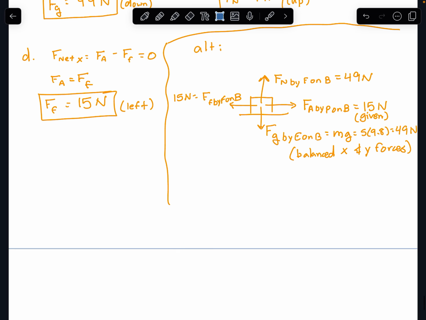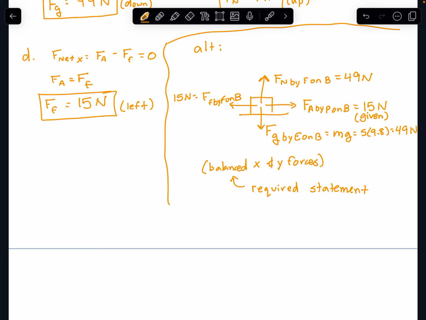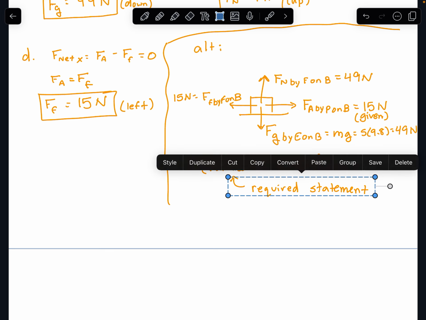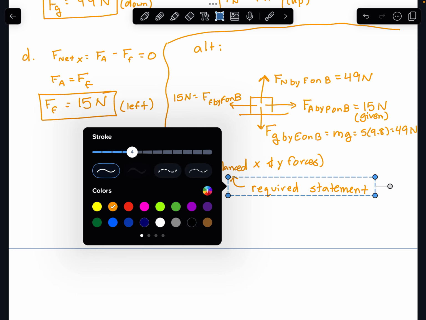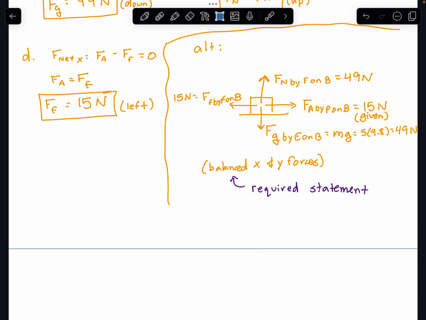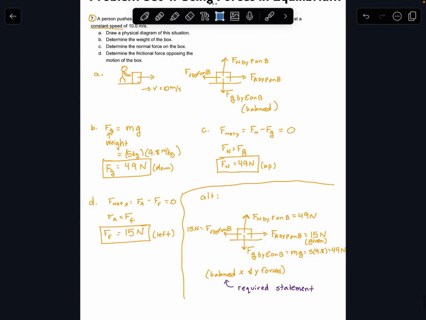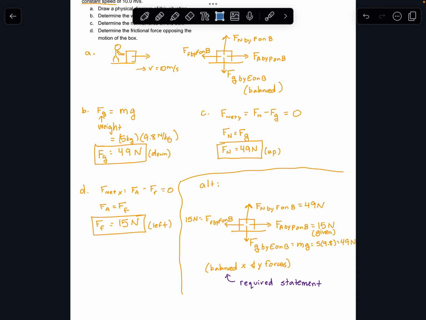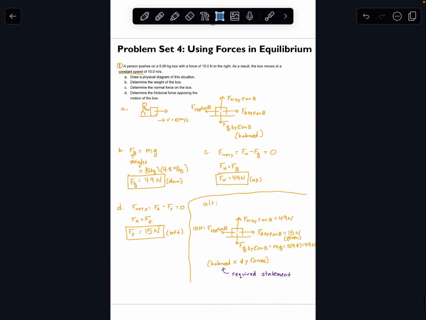In order to solve the problem this way, which I think of as more of a visual solution, this is a required statement. If you're going to solve on a force diagram, I really need you to actually write that statement out for showing that you understand how to solve this problem. Either solution is good with me. You pick what speaks to you better. Again, this has been problem set 4, question 7.